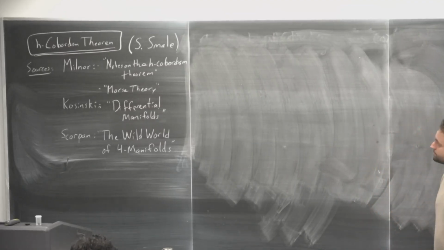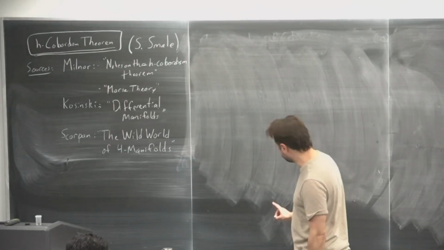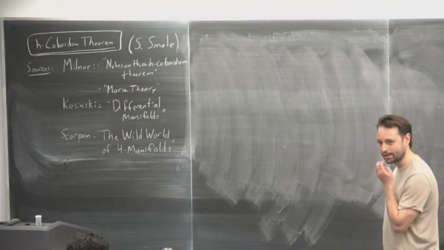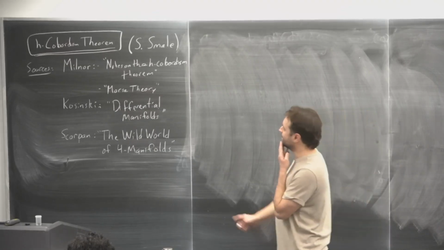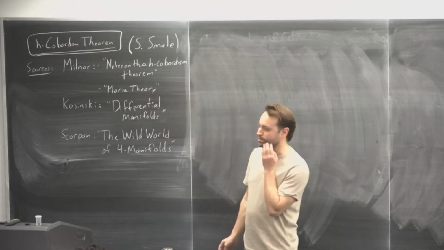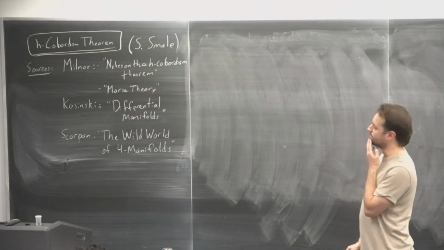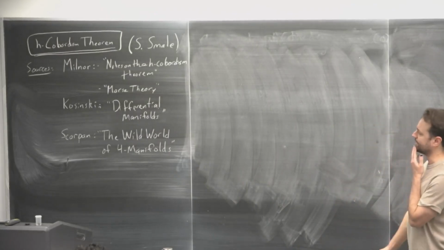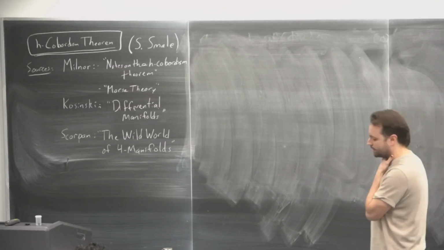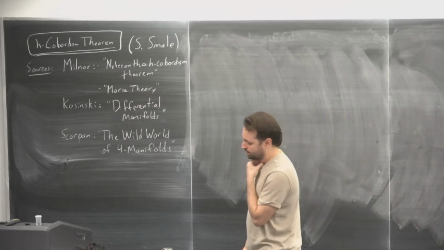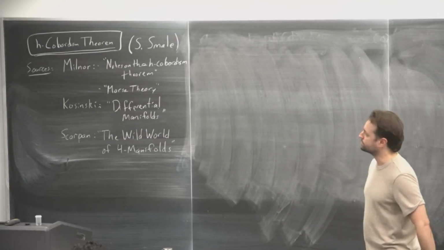So for the sources, you can go read Smale's original work. I actually have never looked at it, so I don't know how hard it is to read. Everyone's favorite source is Milnor for absolutely everything. He has a set of notes, I think it's just called Lecture Notes on the h-Cobordism Theorem. It's a really nice exposition. It gives a very brief introduction to Morse theory as well.